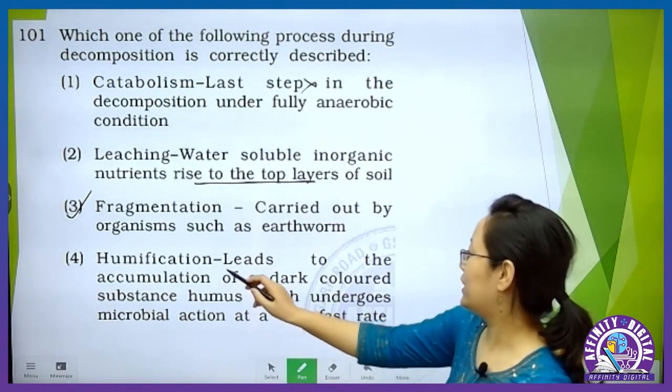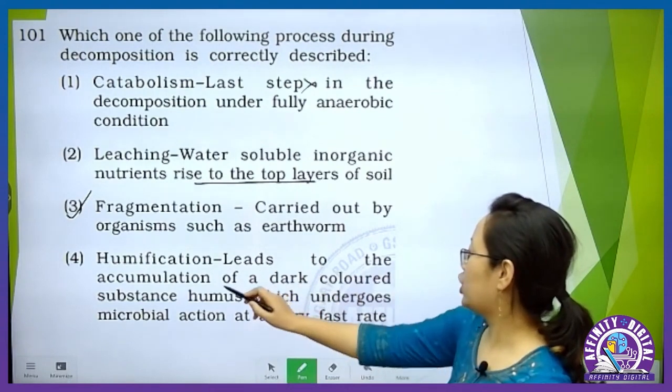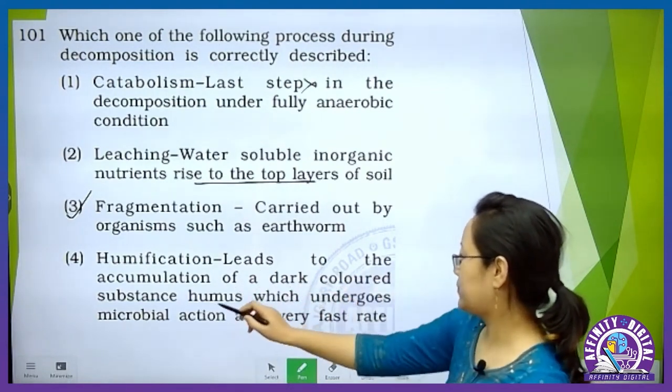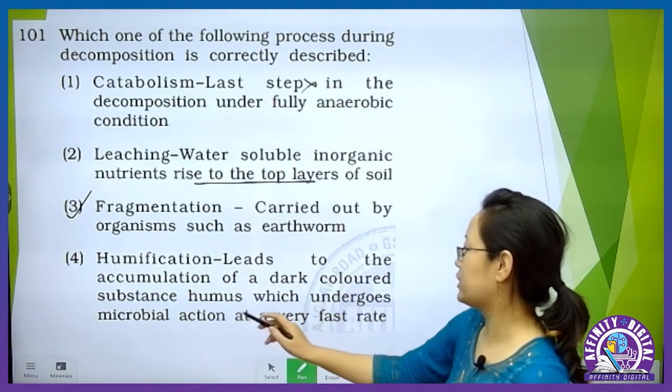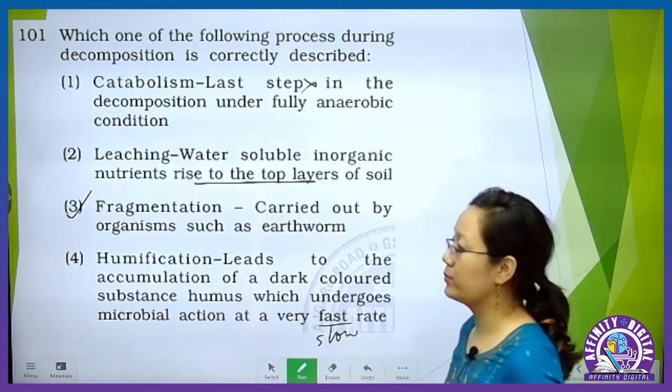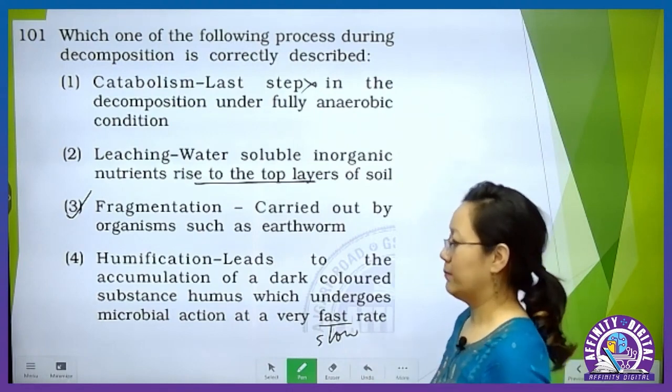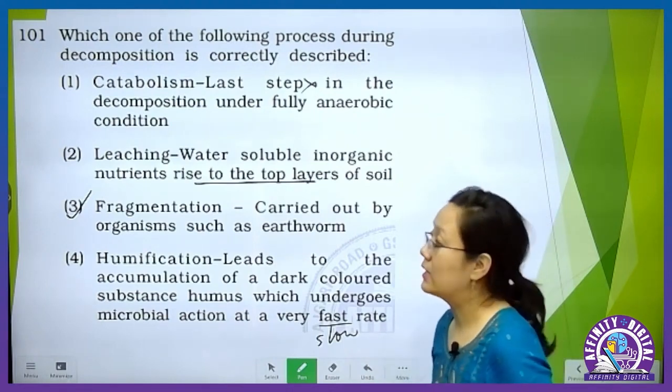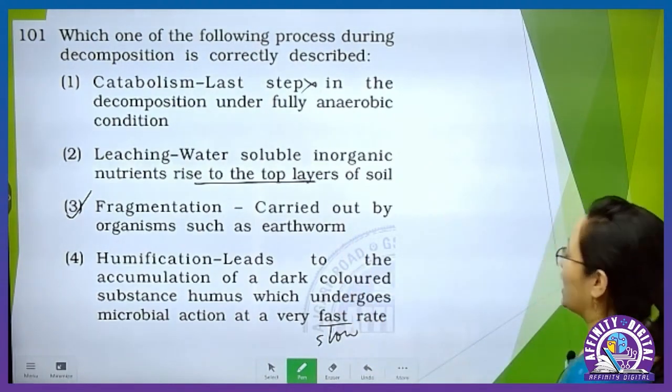And humification leads to the accumulation of a dark colored substance, humus, which undergoes microbial action at a very fast rate. This should be slow rate. In the humification process, microbial action should occur at a slow rate. The answer should be 3.